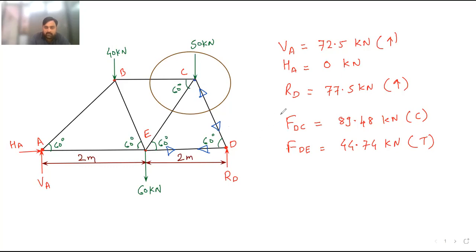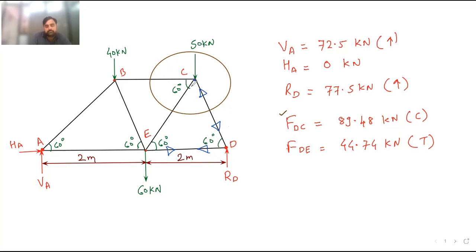DC is correct, this value FDC. So we will solve this joint C and then we will check. DE is not needed when solving joint C. So first of all we will concentrate on joint C, and then later on we will check the value of FDE, whether it is compressive or tensile.